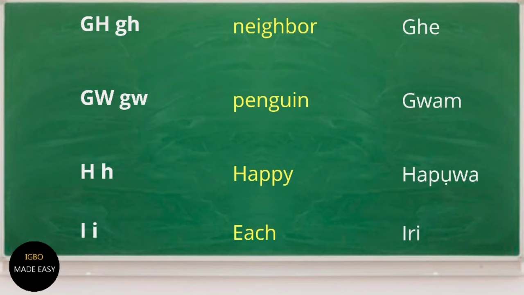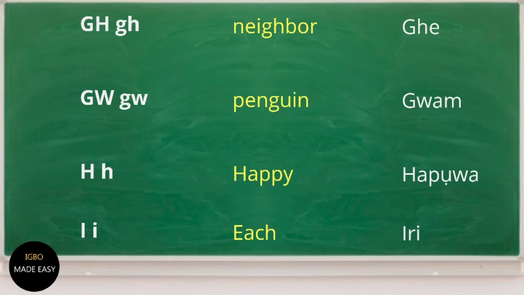Gwe is just like the sound penguin, the gwe in penguin. That gwe sound in penguin is the sound of the gwe in Igbo. And the sound that it makes, if you take out the e, is gwo. So here we have gwam, gwo, a, m: the letter a and the letter m, gwam.